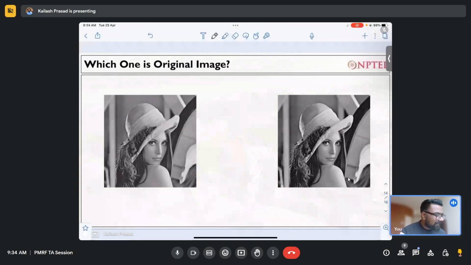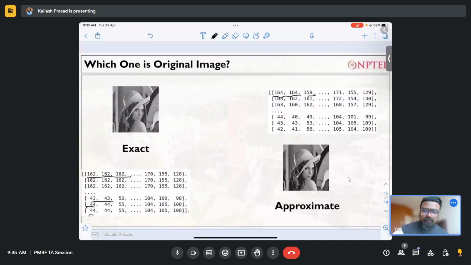I will just show you, this is the exact image. You see, all the pixels are 162, very nicely arranged. What I've done is put in some approximation. I made 162 into 164, 159, this kind of approximation. I'm not sure if it is being shown over there. Just one minute. Yeah, you can see, right? So 164, 159, and 162 and so on.